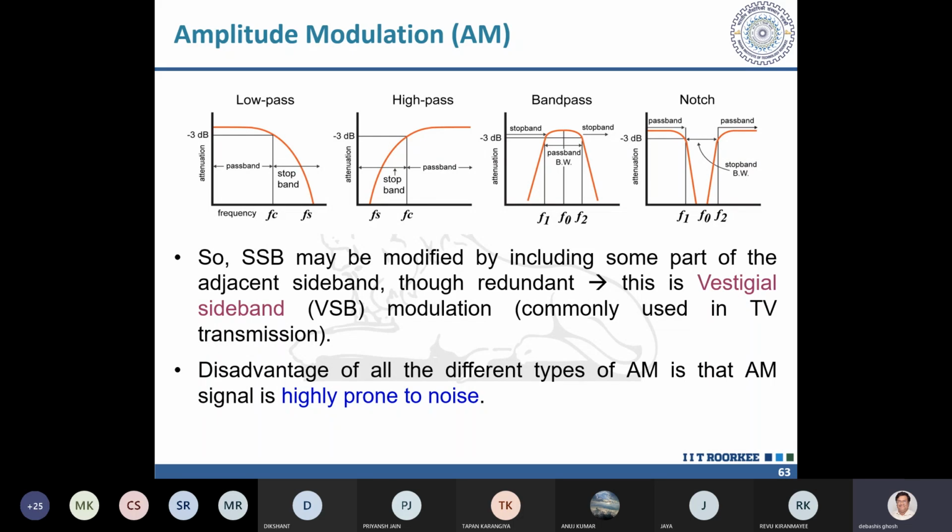This type of modified SSB is called vestigial sideband modulation. Vestigial sideband modulation is commonly used in TV transmission. The picture in the TV is transmitted using this VSB modulation.